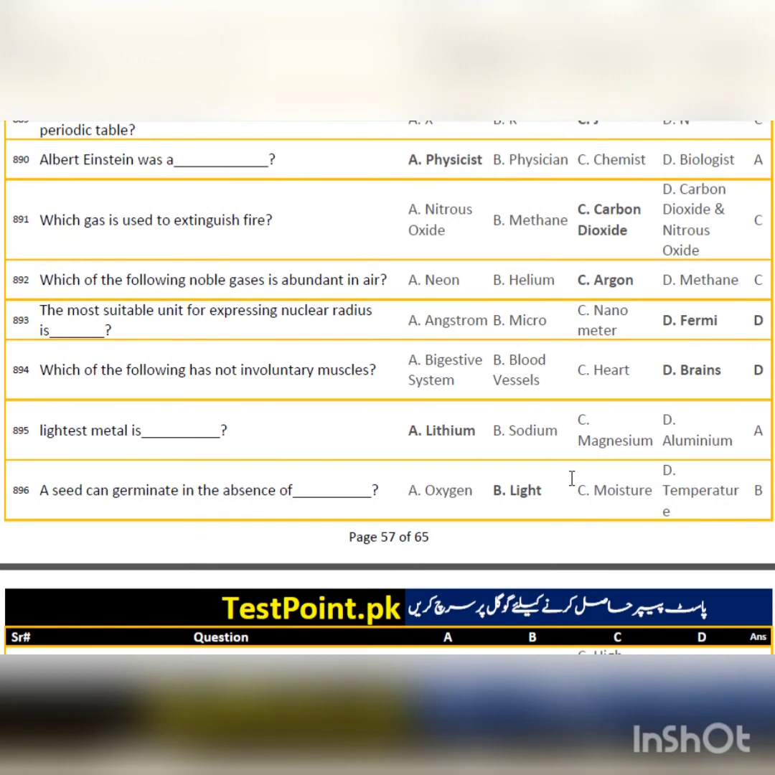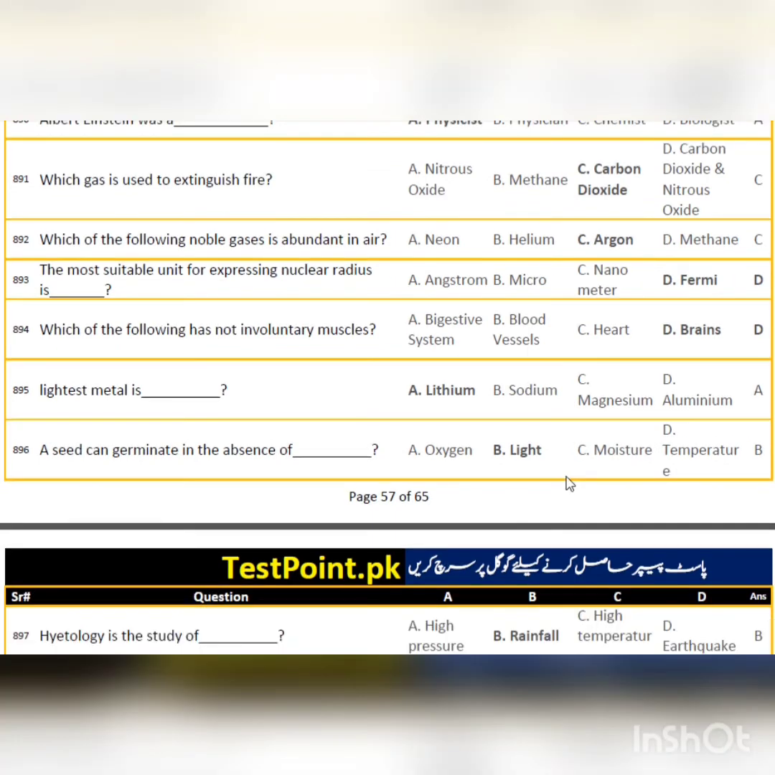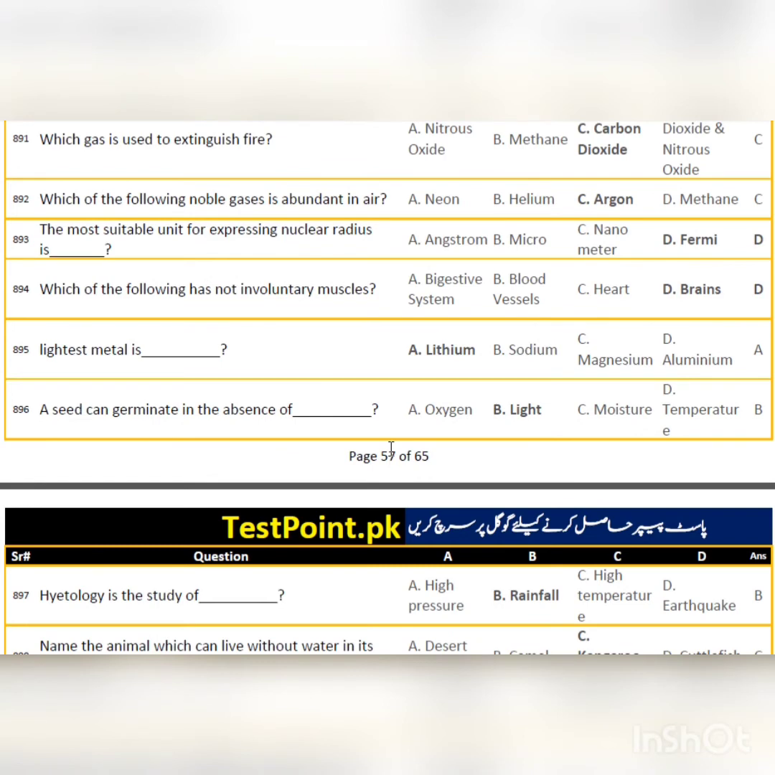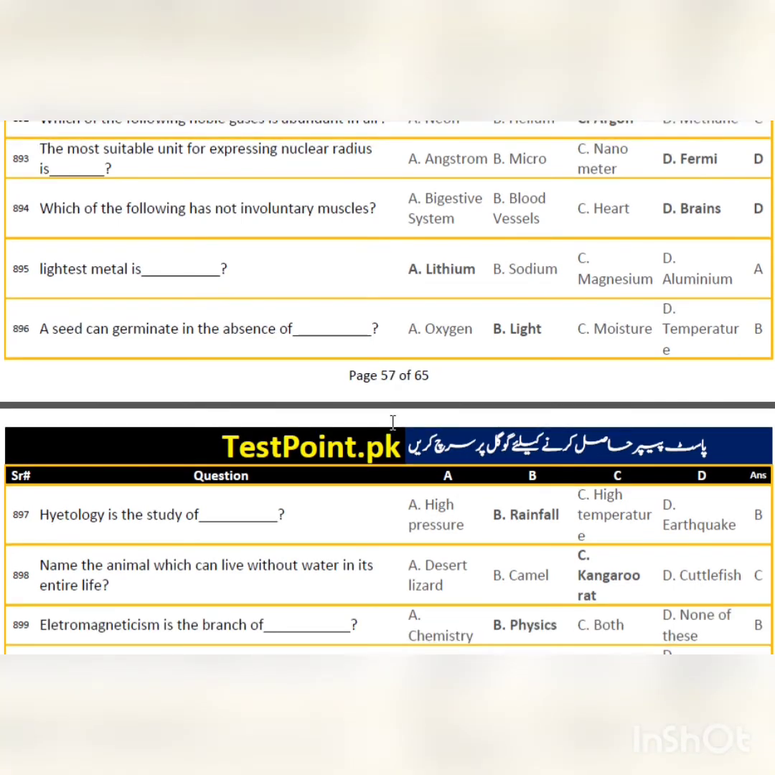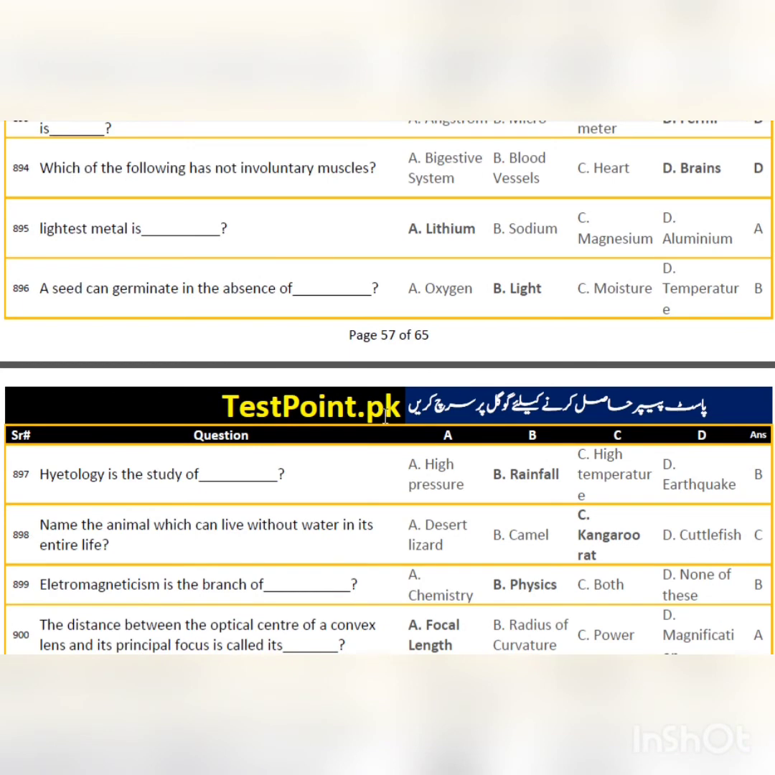An instrument to detect the purity of milk is: A. Lactometer, B. Hygrometer, C. Manometer, D. Sonometer. Answer is A. Lactometer.